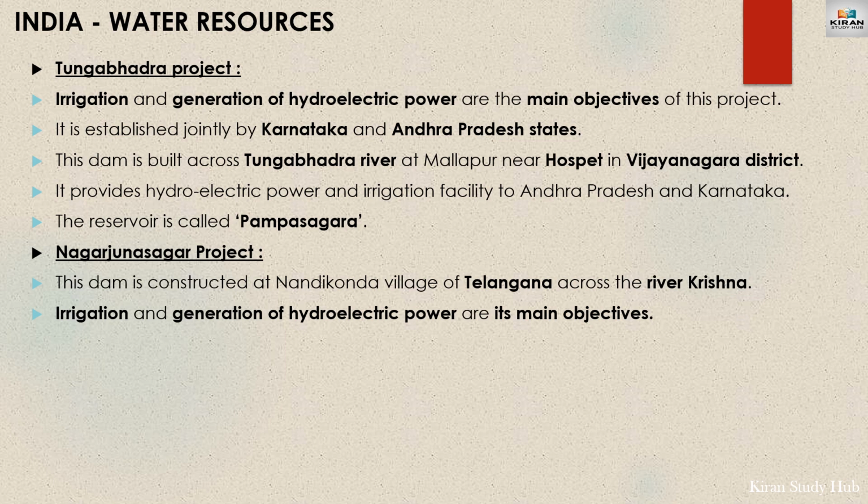Next, the Nagarjuna Sagar project. This dam is constructed at Nandikonda village of Telangana state across the river Krishna. The main objectives of this project are irrigation and hydroelectric power.